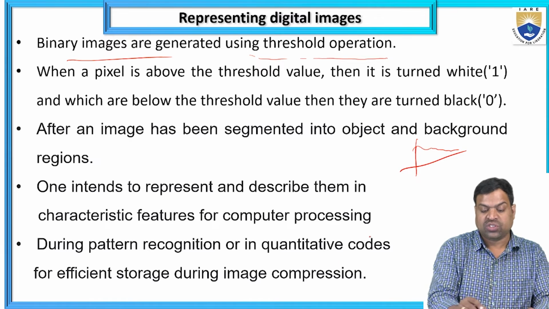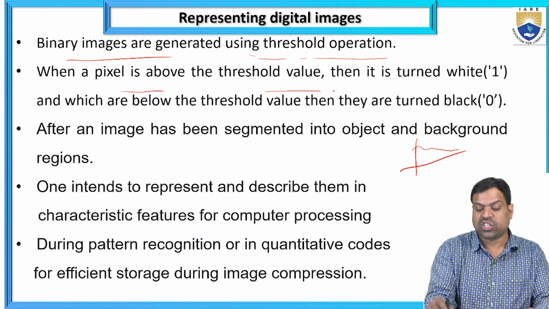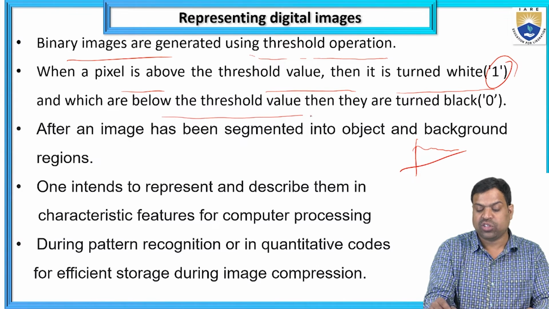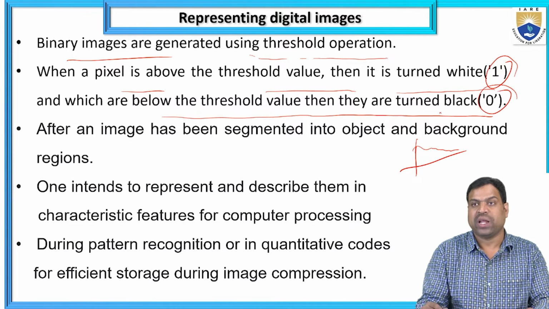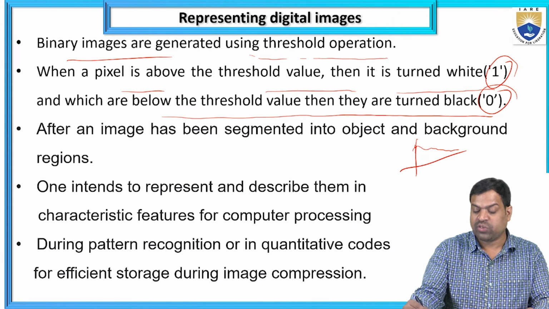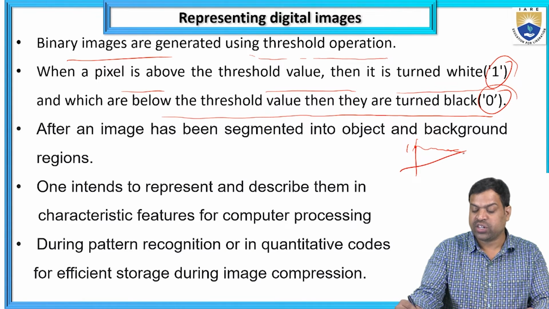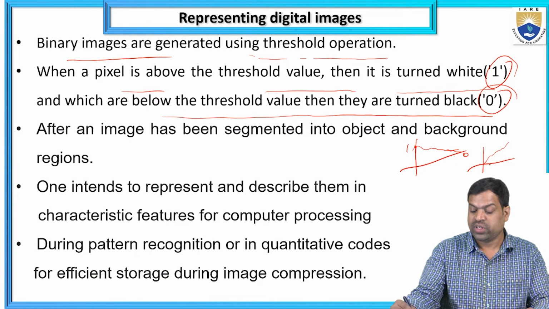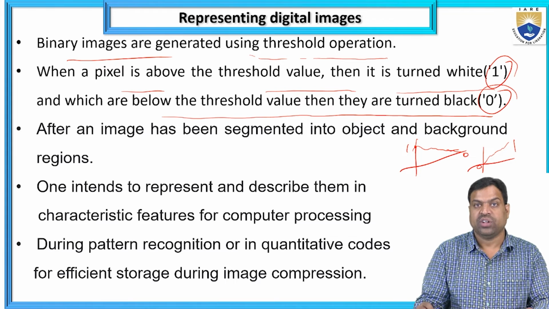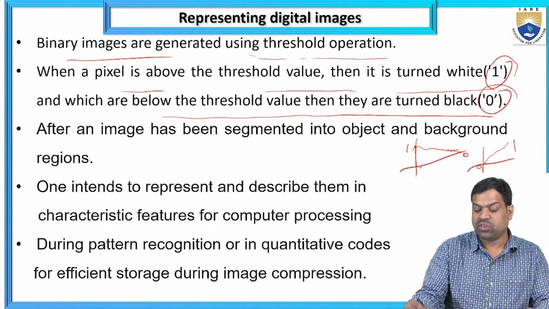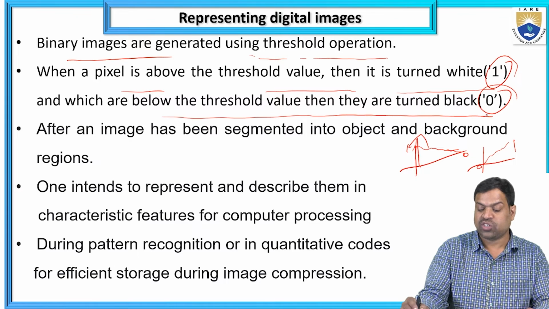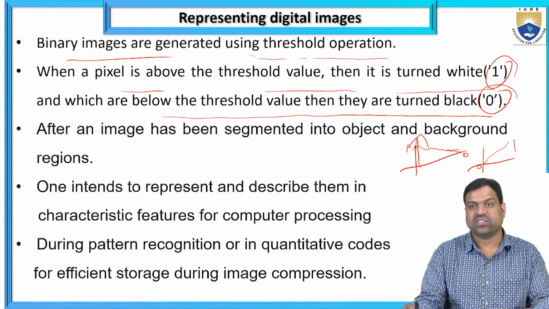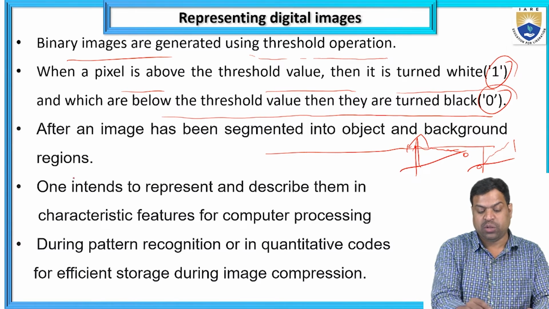It is one example. When a pixel is above the threshold value, it is turned into white as 1, and when it is below the threshold value, it is turned into black. Suppose I take one threshold value here, a 1 is converted to 0, or with another threshold value, a 0 is converted to 1. So the pixel above the threshold value is turned to 1, which means white, and turned to 0 means black. Another image has segments into an object and background regions.